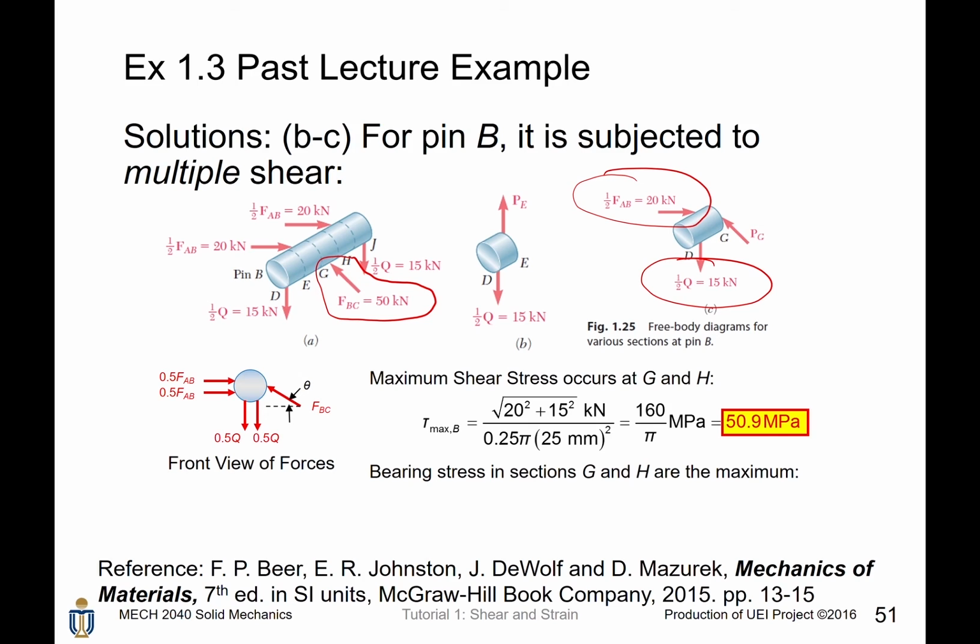Also, in this case, since there are direct forces acting on different sections of the bearing surface, the largest load is 50 kilonewtons, and it is exerted in a relatively small region. The maximum bearing stress is therefore 50 kilonewtons divided by 20 times 25. The result will be 100 million Pascal.